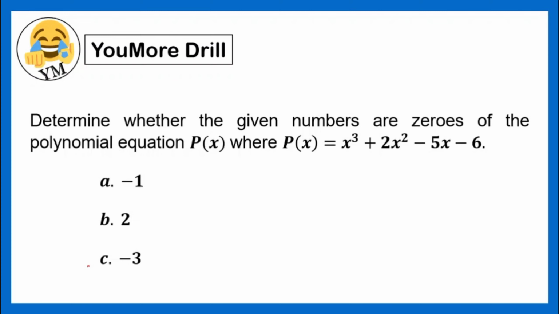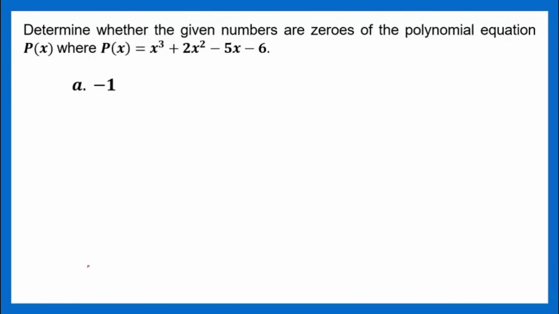Alright, time's up. So, let's answer letter A muna. A, negative 1. So, same thing na ginagawa natin. Kung ano itong polynomial na ito, x cubed plus 2x squared minus 5x minus 6, i-equate natin sa 0. So, in this case, nakalagay zeros, right? Hindi siya roots, kagaya ng dalawang example natin.